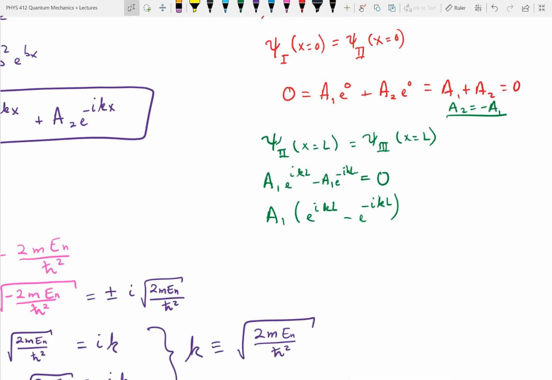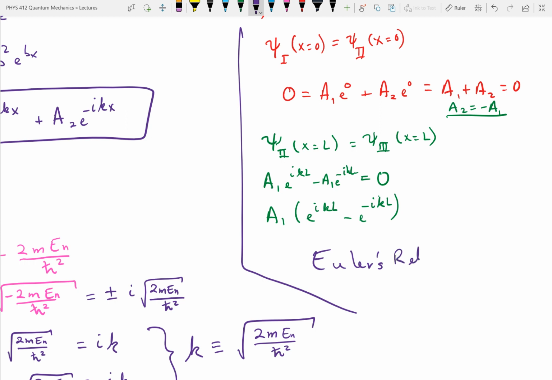You guys know Euler's relation? Not by name? No. I'm sorry, I asked you, do you know this? No. Do you know this? No. That's why we're taking the class, right?